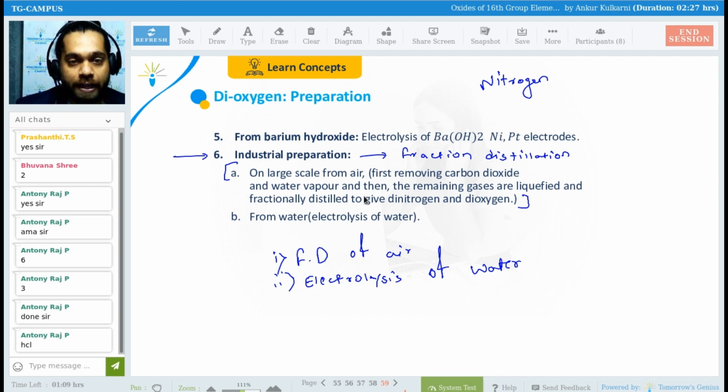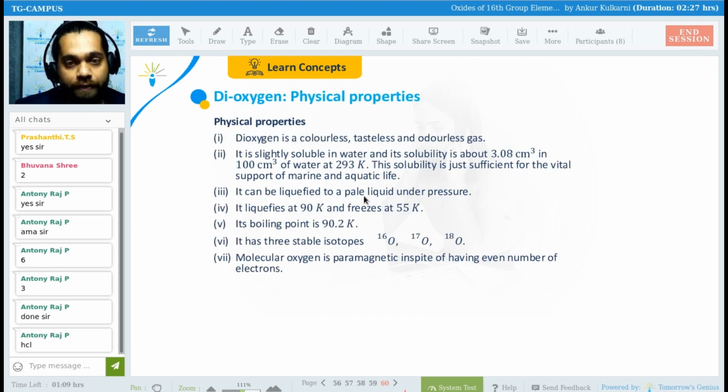Okay, so now we have the chemical properties and the physical properties of dioxygen. Physical properties: obviously oxygen is colorless, tasteless, odorless. Imagine if there was any color to the oxygen. We are breathing it all in, and plants are giving it out, so our environment would be full of color, isn't it? But we know it is colorless, tasteless, and odorless.